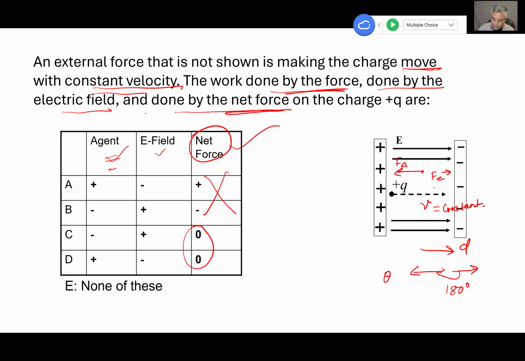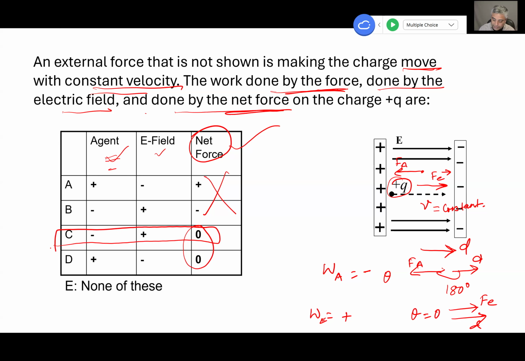And the force itself, in this case on the positive charge, is acting this way, in the direction of displacement. So theta is 0 in that case. The displacement here, the applied force here, and the electric force and displacement are in the same direction. So theta is 0, and work done is positive. Here, work done by the applied force is negative. So it looks like C is the correct answer in this case.